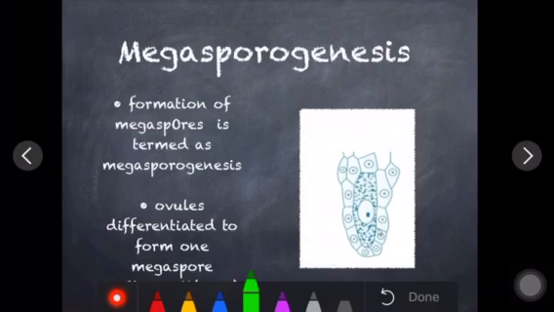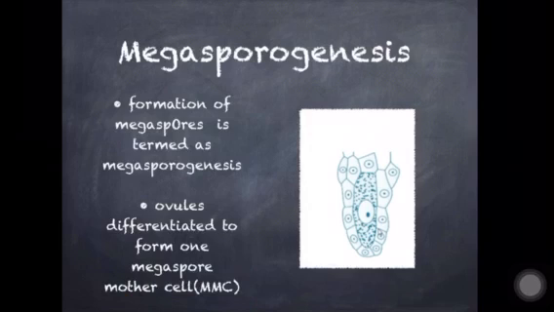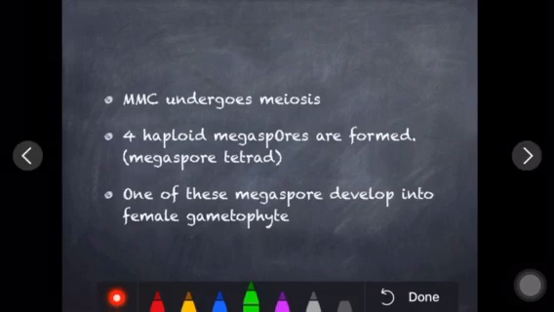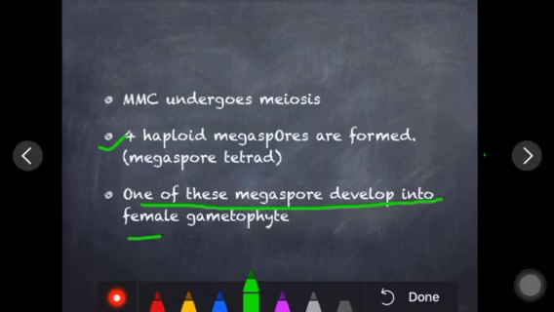Ovules are differentiated from one megaspore mother cell. In microsporogenesis, there was a specific cell, that is the mother gamete cell. Here also the mother gamete cell is there, which produces megaspores. The mother gamete cell undergoes meiosis, and it results in 4 haploid megaspores, and out of four, one of these megaspores develops into the female gametophyte. Now children, the same process we did in microsporogenesis as well. Then let's see how it takes place.